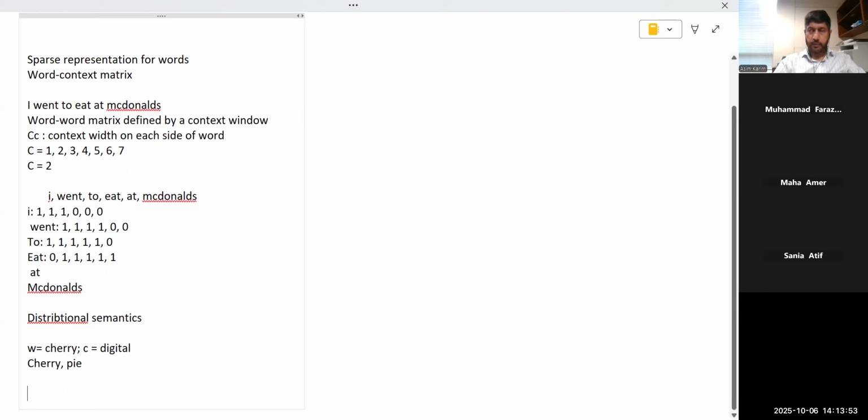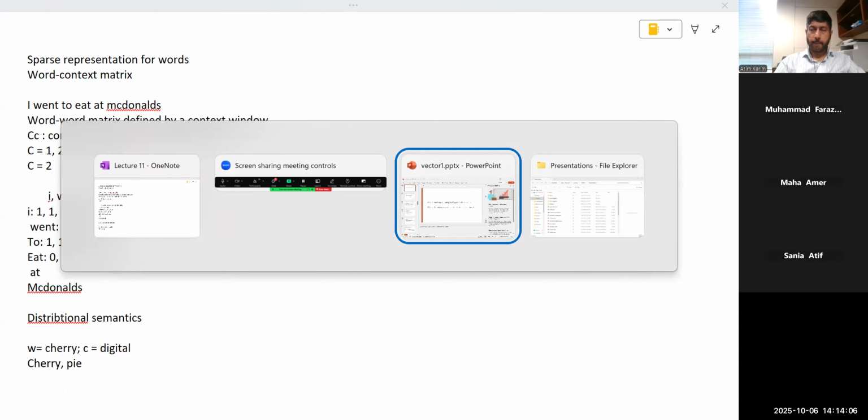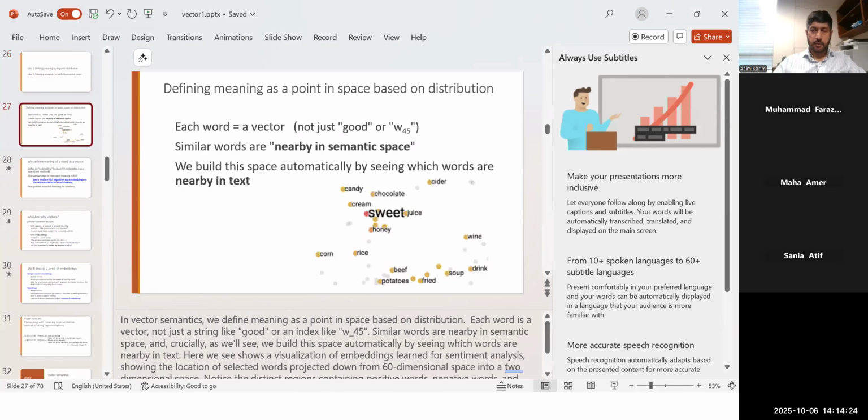Let me just show you a couple of slides. By the way, I've already shared the slides for this. The whole slide deck that I've shared is part of your reading, and we have covered most of that material. We will cover most of the rest. So we have already talked about this. We wanted to define meanings as vectors, and then we fill those vectors by distributional semantics.